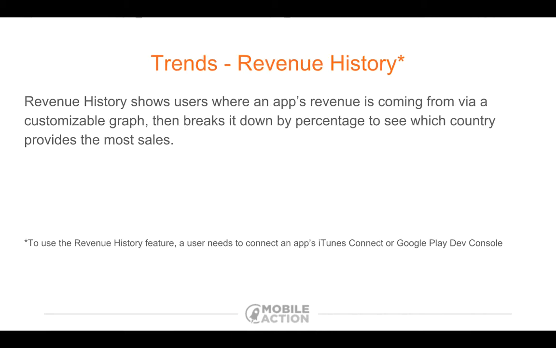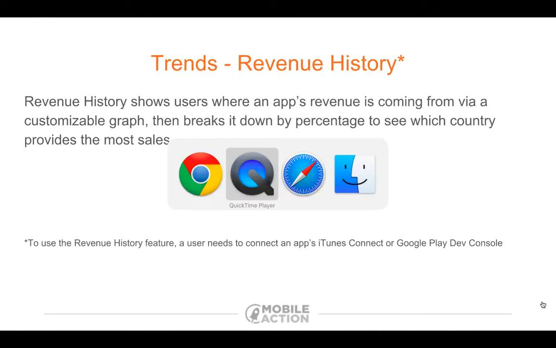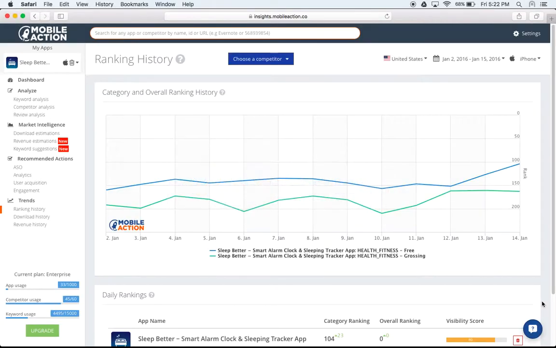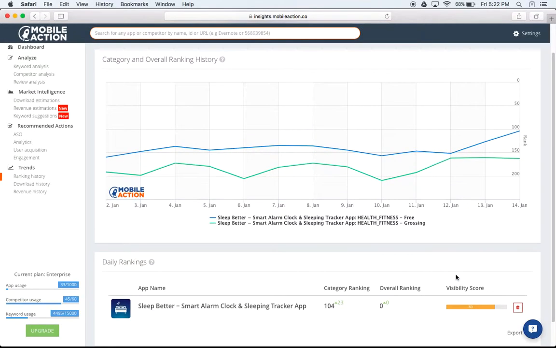This shows where an app's revenue is coming from in a customizable graph, and then breaks it down by percentage to see which country provides the most sales. All right, let's jump into the tool, and we're going to look at an app called Sleep Better.